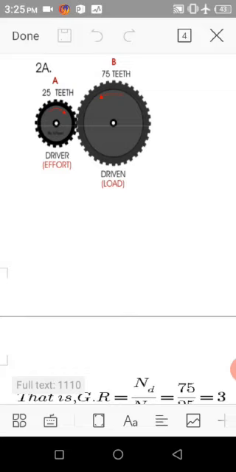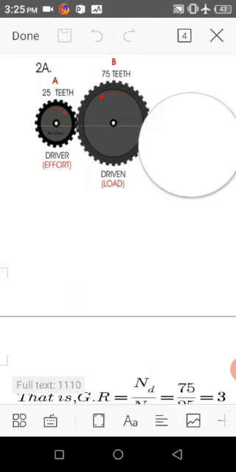You must drive it manually. So when you drive it manually, you are applying your effort. But the driven gear is the one that is attached to the load side of the machine. So you can see that gear B is the driven gear. It has about 75 teeth.